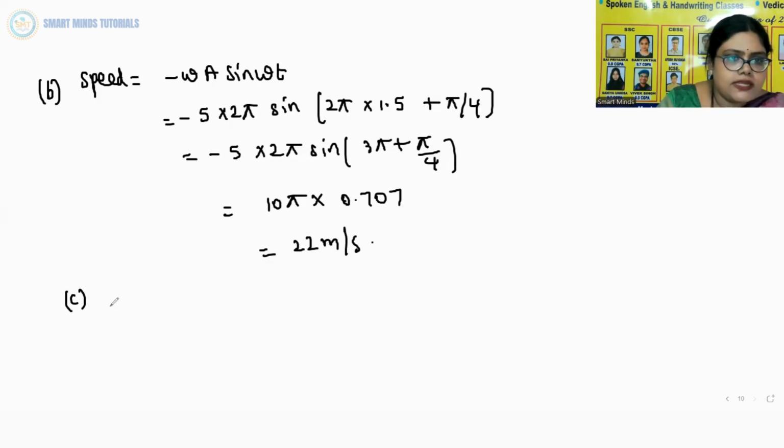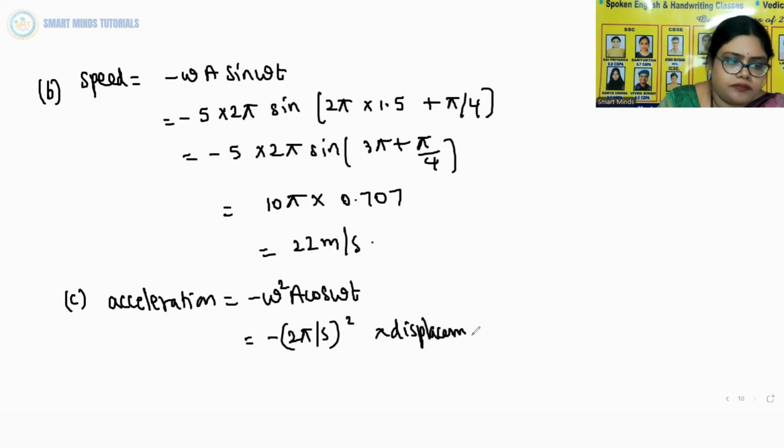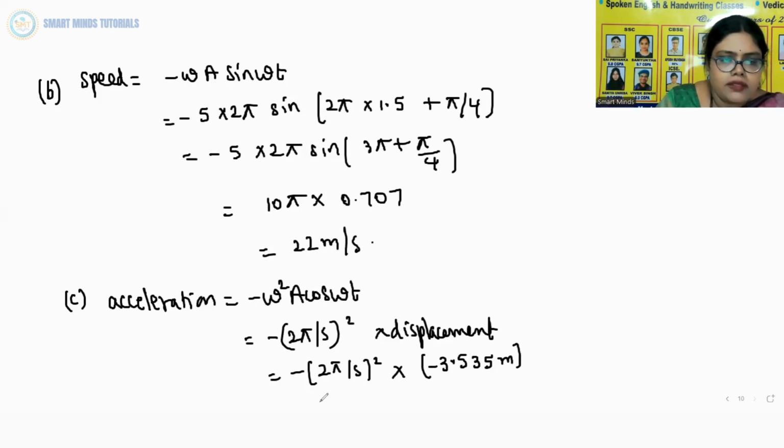Now the C bit is acceleration. What is the formula for acceleration? It is minus omega square a cos of omega t plus phi. So that is minus 2 pi per second whole square into displacement. That is minus 2 pi per second whole square into minus 3.535 meter. If you multiply them, you get 140 meters per second square.